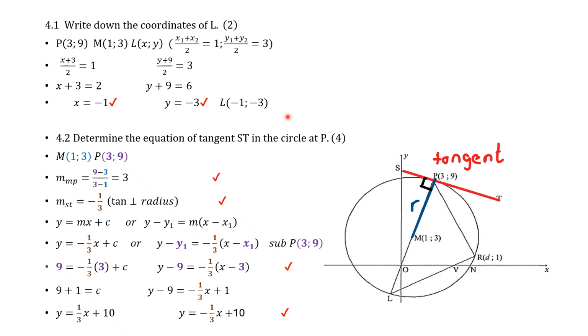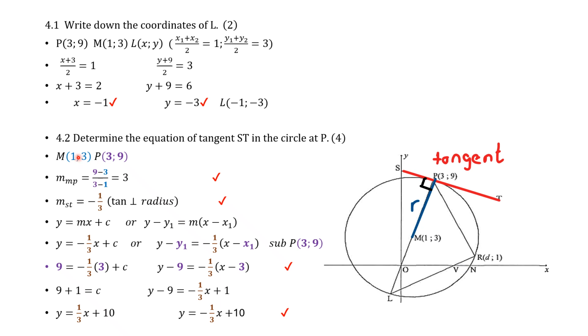We could have gone a simpler route using symmetry, the fact that it's symmetrical about M. 3 minus 1 gives me 2. 1 minus 2 would then give me negative 1. 9 minus 3 would give me 6. 3 minus 6 would then give me negative 3. Right, so that's just another way of finding the coordinates of L.